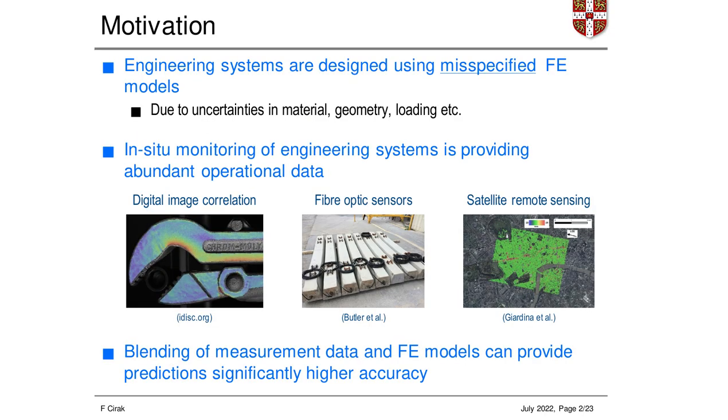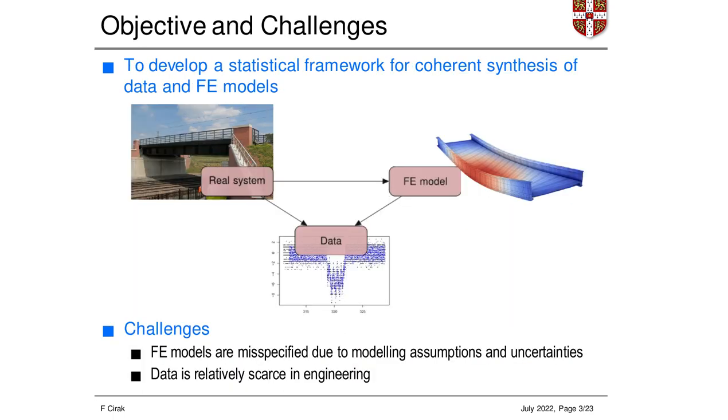To start with, finite element models for design of engineering systems are often misspecified. Inherently, there are uncertainties in the materials, geometry, loading, and so on. At the same time, increasingly, there have been more and more operational data from advanced equipment. This motivates us to blend together this measurement data and finite element models to make more reliable and accurate prediction. Our objective is to develop a statistical framework that coherently synthesizes data and finite element models.